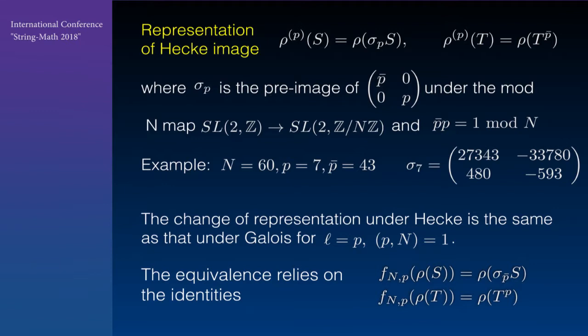So you can then show that the change of representation under Hecke is the same as that under this Galois symmetry for p relatively prime to n. And this equivalence requires certain identities, which are that this Frobenius element acting on the representation of S is rho of sigma p bar S, and acting on rho of T, it's rho of T to the p. So those identities are proved, and so that shows you that the Hecke relation between characters implies a relationship between the modular representations, which is this previously known Galois relation.